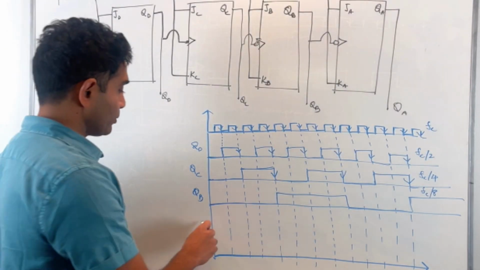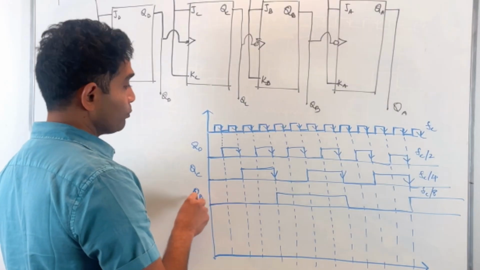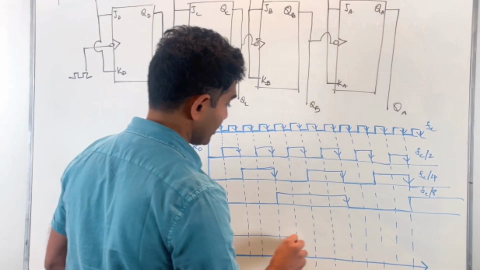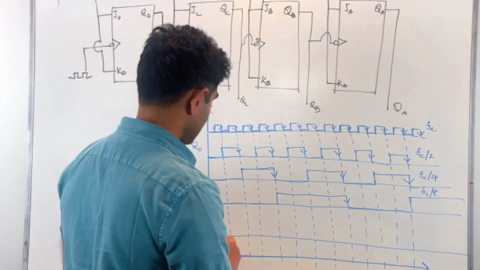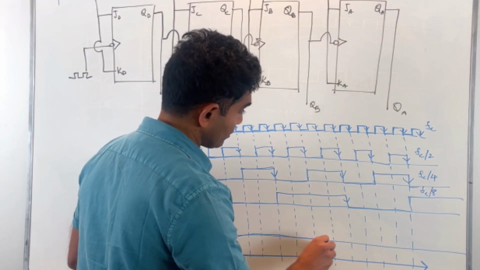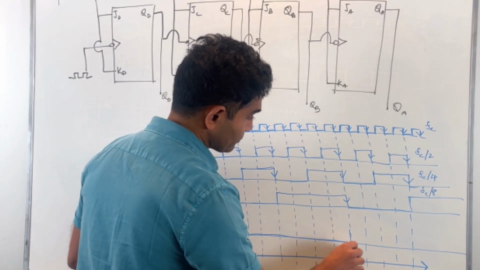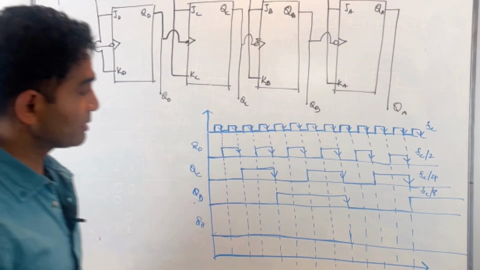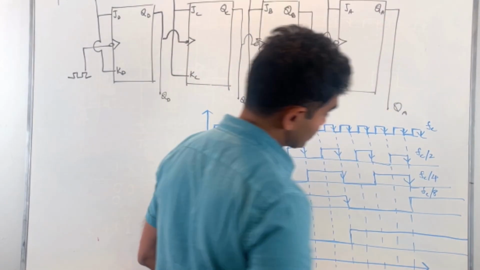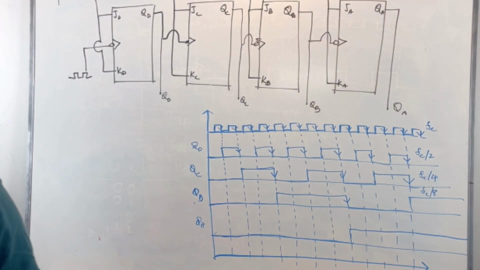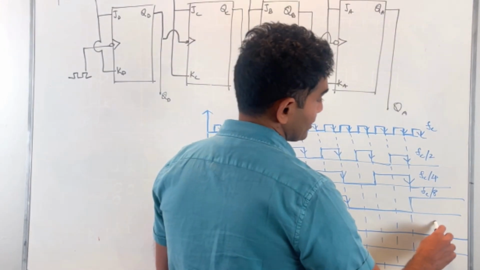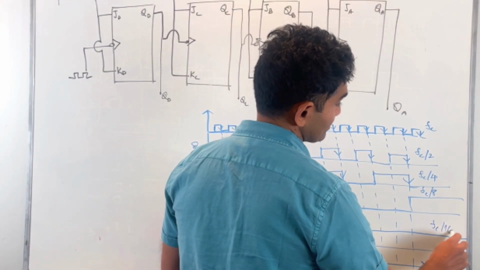And finally, we have QA. For QA, QB is the clock, so those are my active edges. So for QA, assuming QA to be 0 to start with, it toggles on the first active edge, which happens here, and then toggles back again on the next active edge, which goes on, right? And the frequency of QA would be FC over 16.